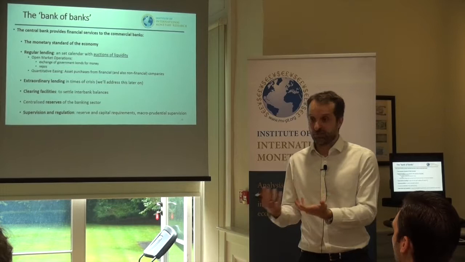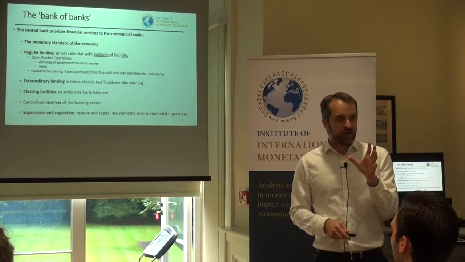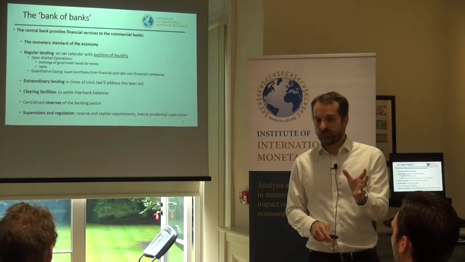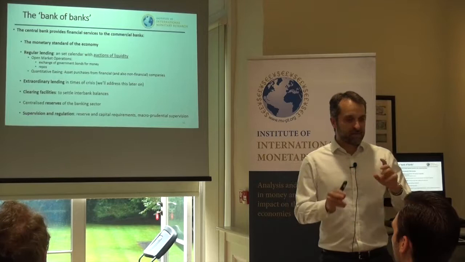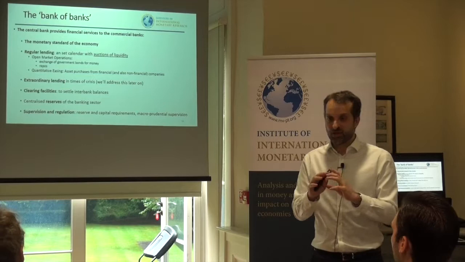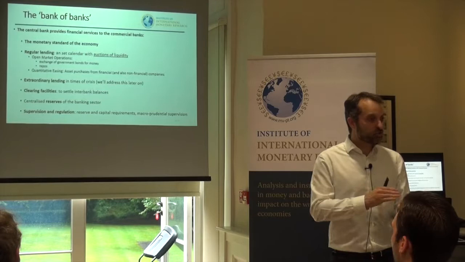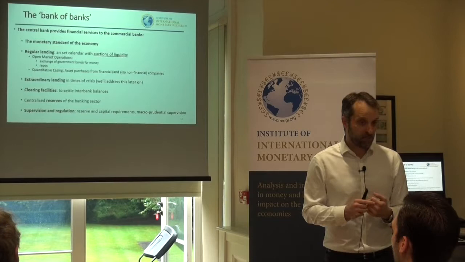And very importantly, in the UK it's 10 times per year, or in other countries, once per month, there is a virtual meeting between the central bank and all those commercial banks operating in that country. In that meeting, what the central bank does is to auction money. It's what we call the auctions of liquidity. Have you heard about those?